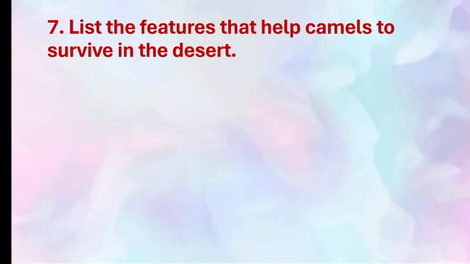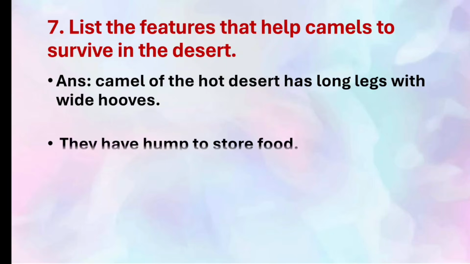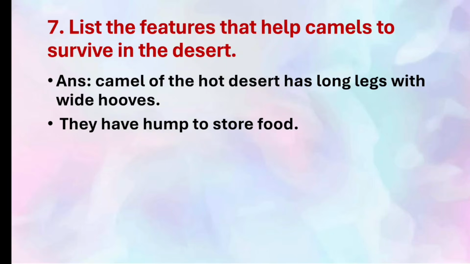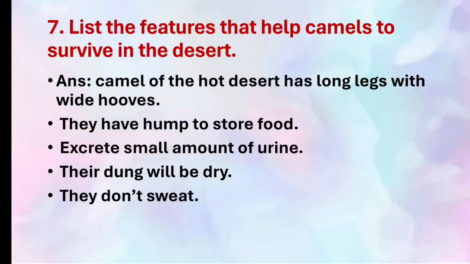Seventh question. List the features that help camels to survive in the desert. Answer. Camel of the hot desert has long legs with wide hooves. They have a hump to store food. They excrete a small amount of urine. Their dung will be dry. They don't sweat.